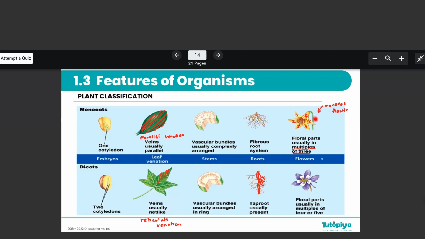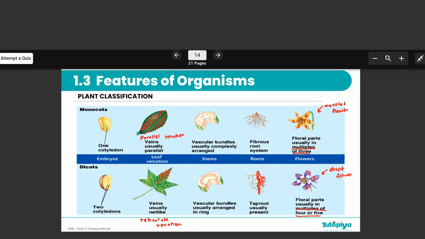Whereas in contrast to this, if you take a look at a dicot flower, and if you count the number of floral parts in a dicot flower such as this, you can see that there are 5 petals, and 5 is of course a multiple of 5. So that's how dicot flowers work. They usually have their floral parts in multiples of 5 or 4. So these are the differences between monocots and dicots.